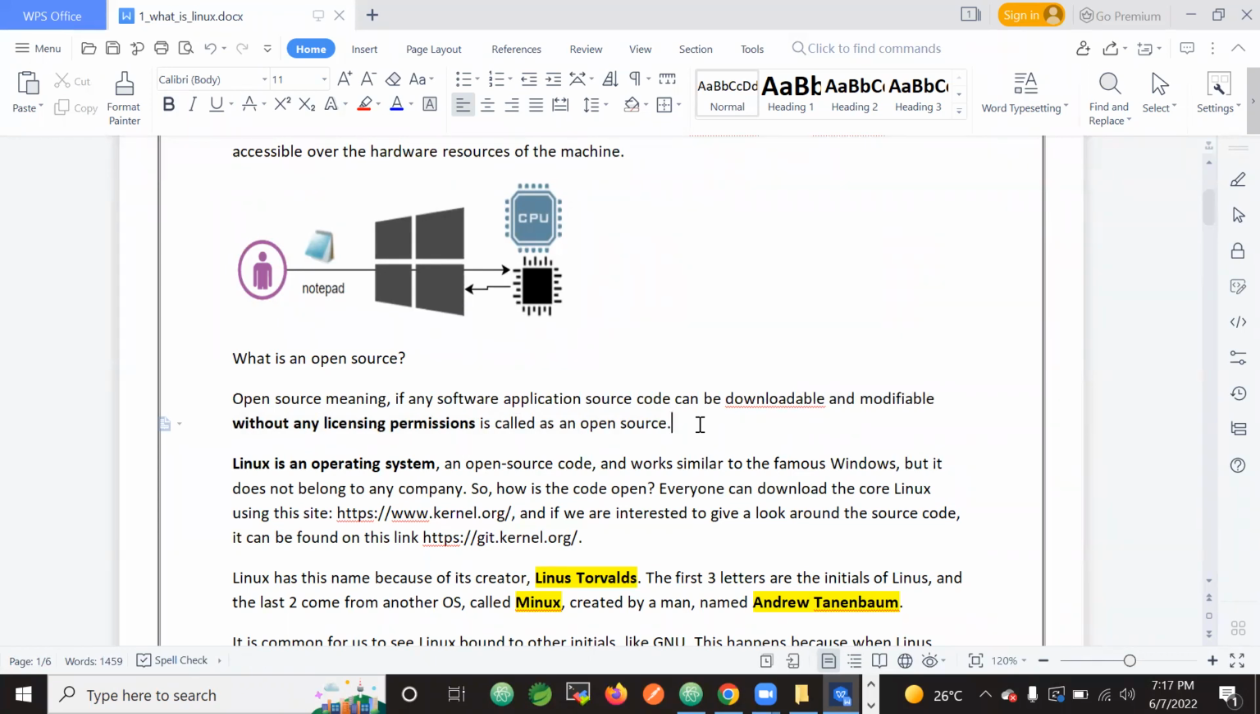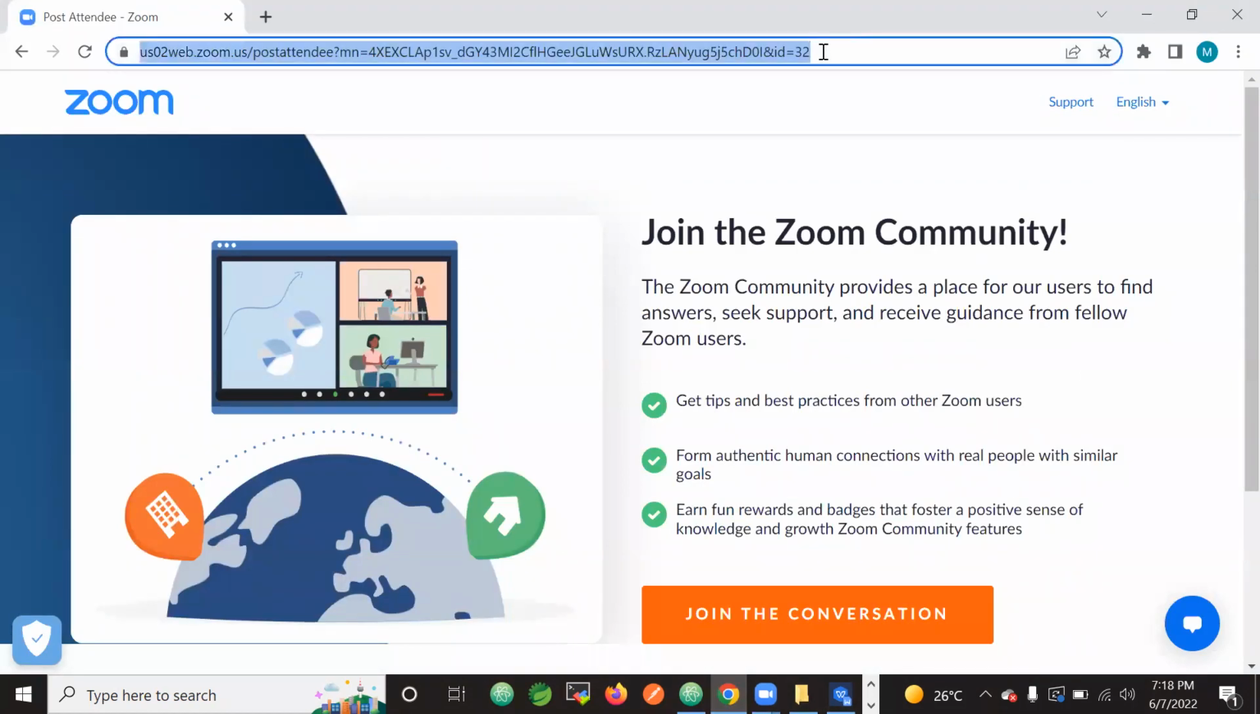For example, you go to your mobile play store, you download one application. Are you able to see its source code, how it has been written, where it has been written? No, because that is proprietary. But if you are able to see such an application's source code, how it has been written and who has written it, then that is called an open source.